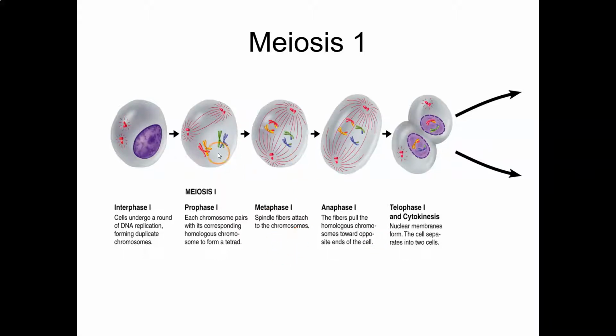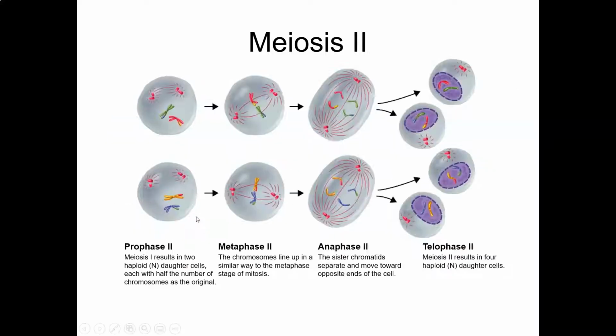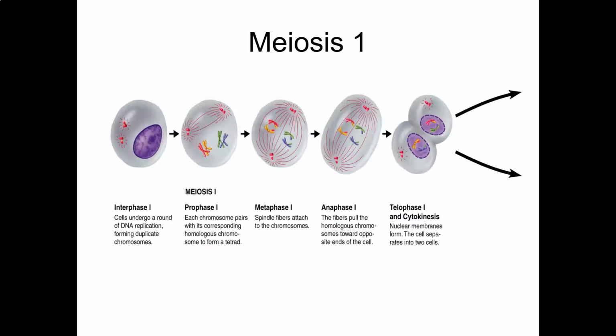Meiosis goes from interphase 1 to prophase 1, metaphase 1, anaphase 1, and telophase 1 with cytokinesis. Interphase 1 is basically regular interphase. But when you get to prophase 1, each chromosome pairs up with its corresponding homologous chromosome to form a tetrad. Remember, tetra means four, so they form tetrads. During tetrads, there's an event called crossing over, and we'll talk more about that.